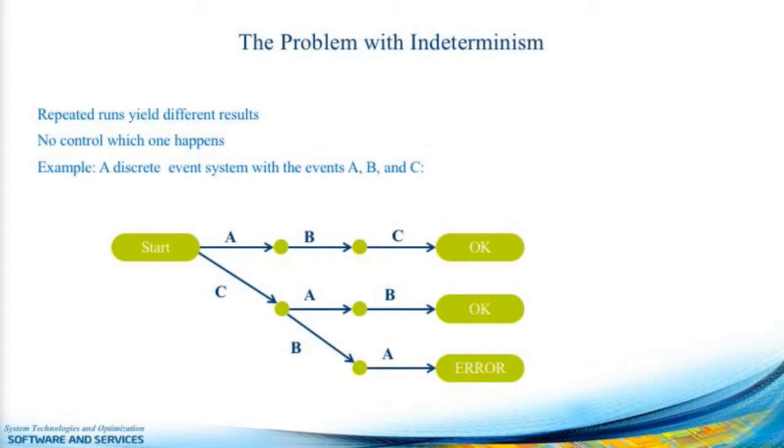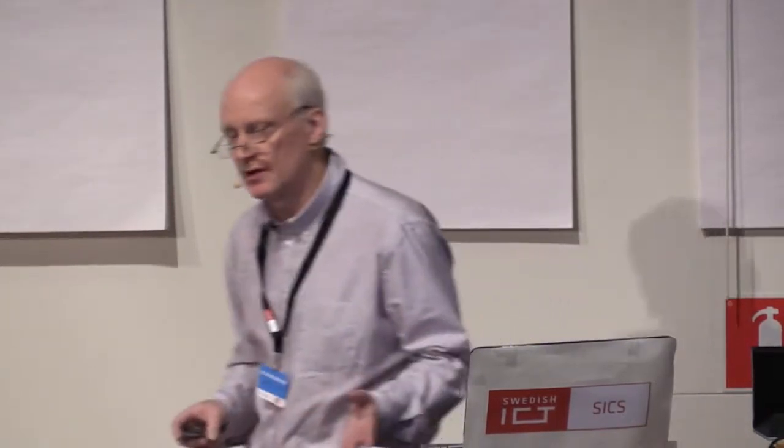So here's a very simple example of a hypothetical system, a discrete event system with the events A, B, and C. Now you start off, and then A, B, and C happen, but you don't know in which order. So A, B, C can happen, and the result is okay, and C, B, A happens, and the result is an error. Now, some of you, I think, have encountered that you've written this very nice multi-threaded program, and you run it, and it works, and then you show it to your colleague, and it crashes. Right? So, a typical example of indeterminism.